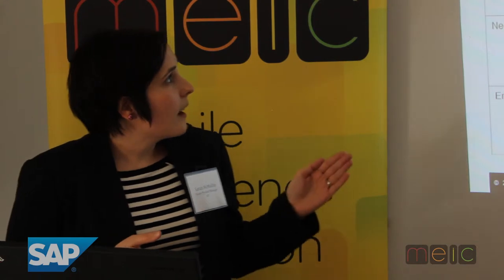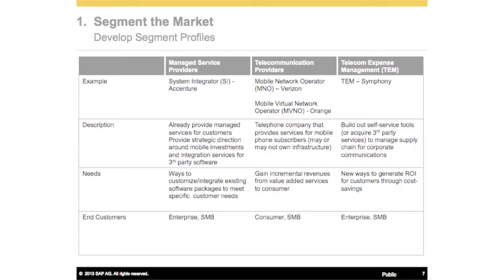The way that we segmented the market for managed mobility, we actually looked at providers of managed mobility. So who actually provides mobile device management as a service to customers? So we decided on segmenting the market by managed service providers, telecommunication providers, and telecom expense management providers. So managed service providers are typically what we call in the enterprise space system integrators. So Accenture is a big example, or Capgemini. Telecommunication providers, those are like Verizon, carriers that don't actually own the infrastructure, so that's what we call mobile virtual network operators. And then telecom expense management folks actually build out tools to manage telecom expense.